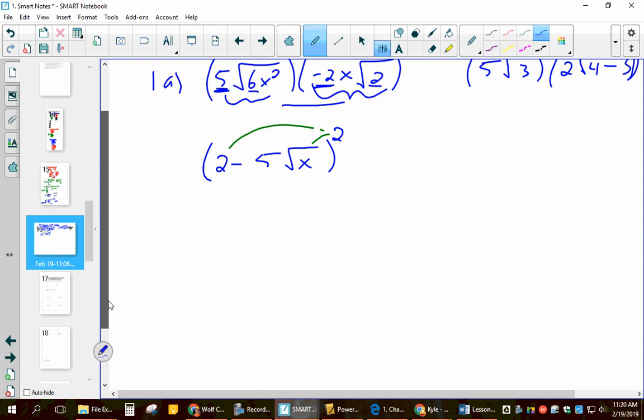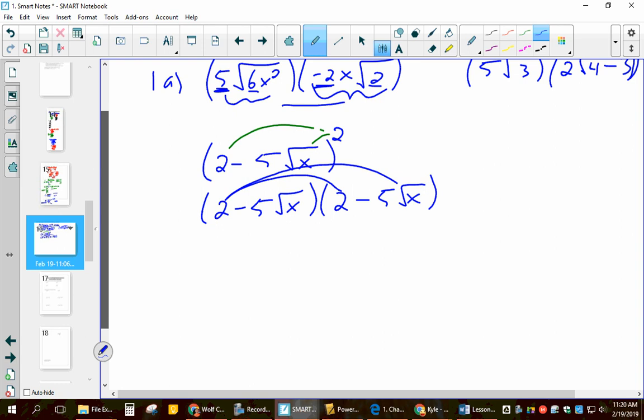When this thing is squared, what do I have to do first? What's my first step? You got to write the whole thing out again as 2 minus 5 root x times 2 minus 5 root x. Because that's what it means when something's squared, right? It's multiplied by itself. Now, I've got a binomial and a binomial, 2 terms, 2 terms. So this 2 needs to be multiplied by both of those. And then this second term needs to be multiplied by both of those.